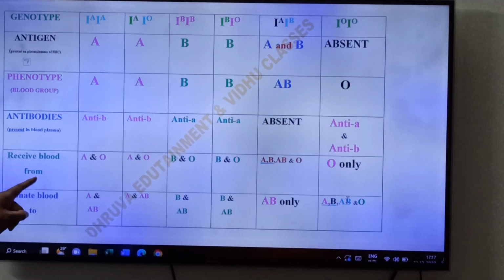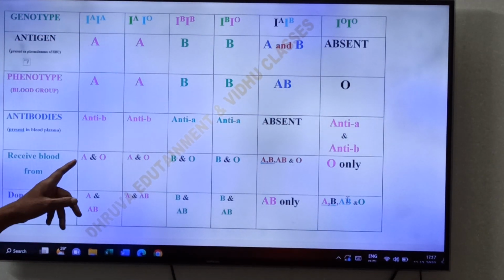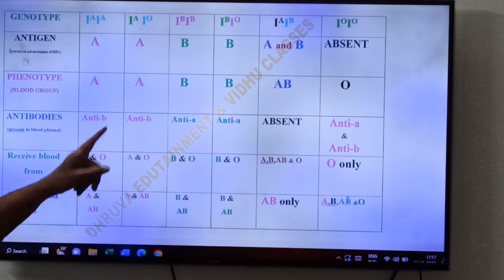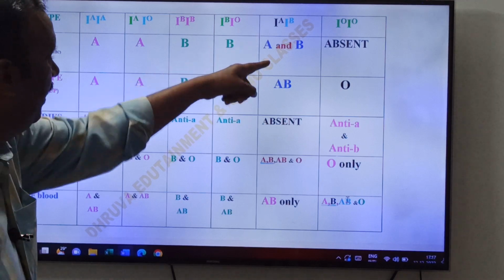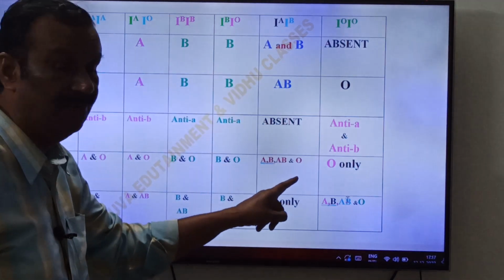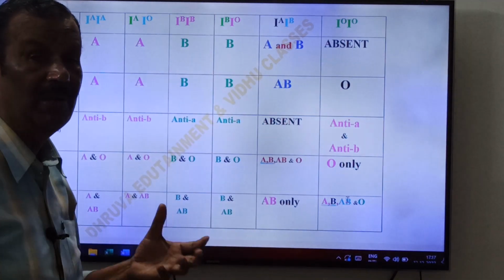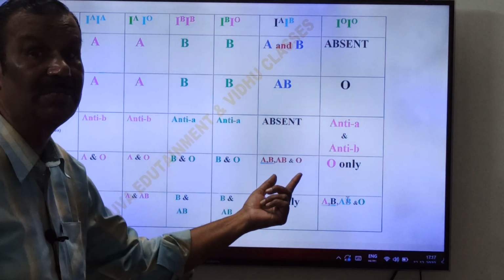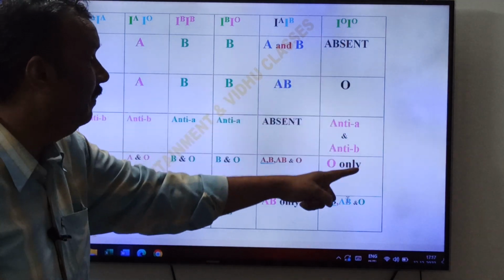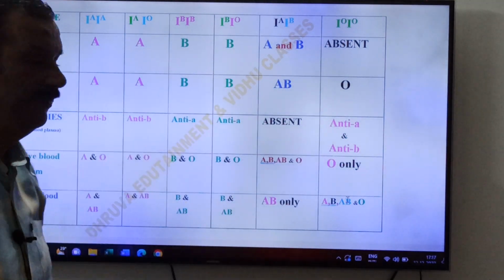Now see friends, receiving blood. A people receive blood from A and O, B people from B and O, AB people from A, B, AB and O. So friends, AB people are receiving blood from A, B, AB and O. Because of that, they are called what friends? Universal recipients. Whereas O people receive blood from only O.